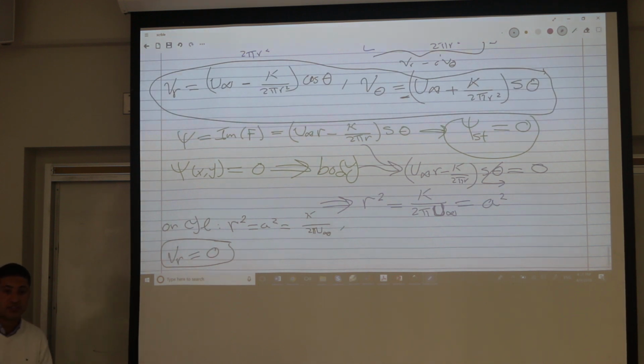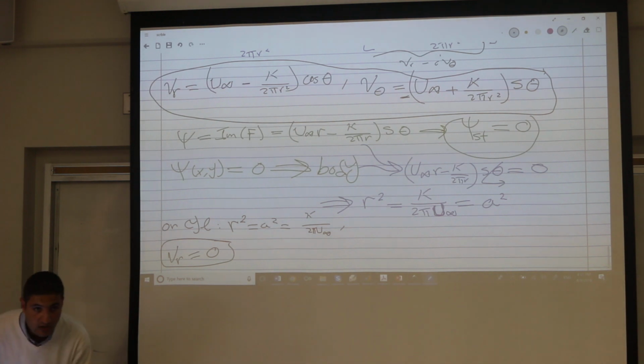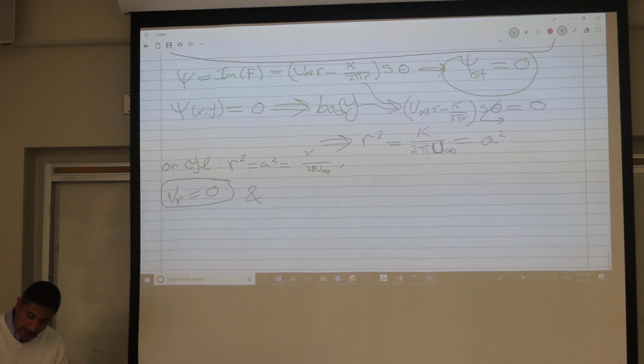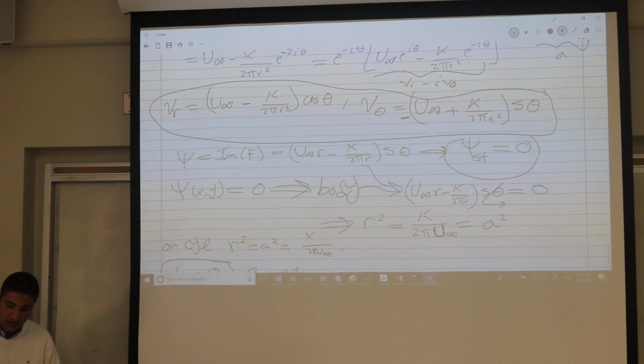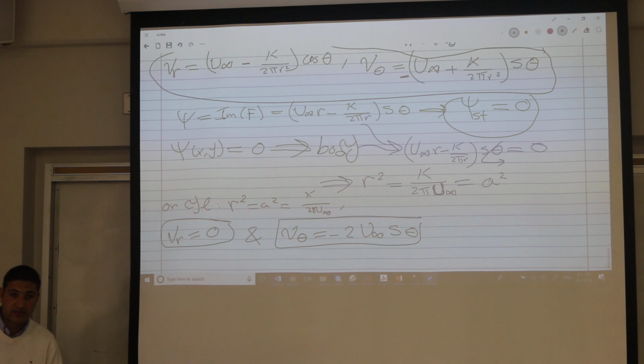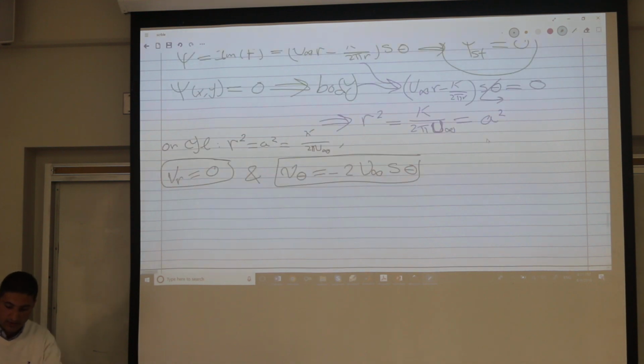Which makes sense. The radial velocity on the cylinder is 0 for sure. For the flow to be tangential along your body, the normal component is 0, right? So the radial component is 0. And what about v theta? Let's get v theta here again. On the cylinder, r squared is k over 2 pi U infinity. So you get negative 2 U infinity sine theta. The very famous equation, 2 U infinity sine theta.